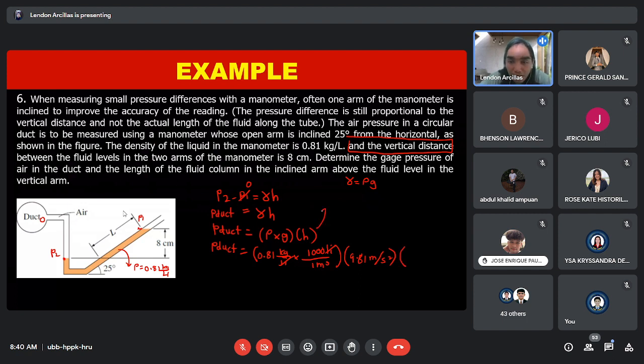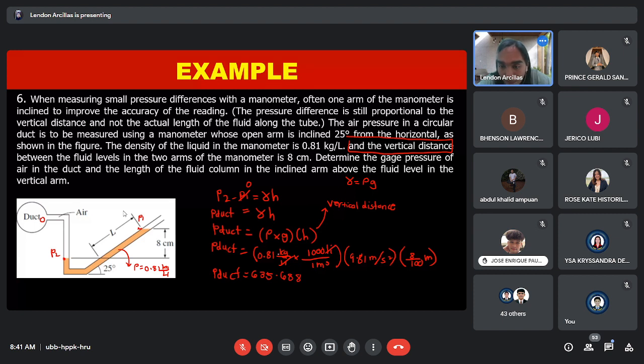Again, yung height dito is always on the vertical distance and not on the slant. Okay? Ang height ay laging vertical distance. Hindi tayo magme-measure ng height na slant. Always vertical. That is 8 cm divided by 100 para magiging meter. So, pressure ng duct is equal to 635.688. Again, magkaiba yung units natin dito.